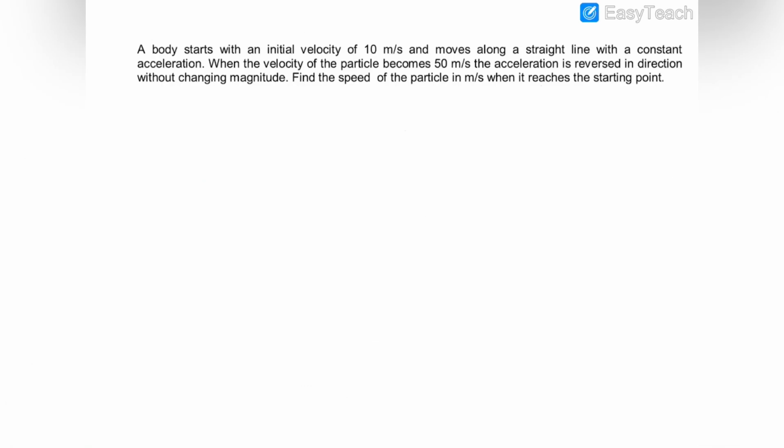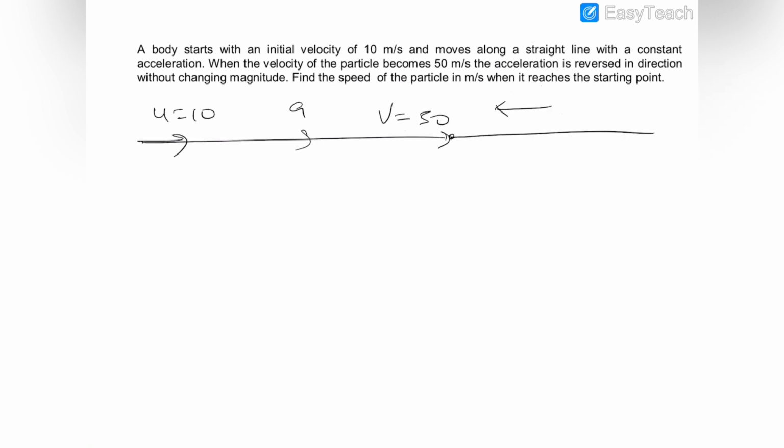In this question, you can see that there is a body which starts with the initial velocity of 10 meters per second, and u is equal to 10, and it moves along a straight line with a constant acceleration. Now when its velocity becomes 50, then its acceleration is reversed, and obviously then it would eventually come to rest in some time, and the magnitude of acceleration is same. Then it will turn around and it will go past this point. So we have to find out this velocity v dash.